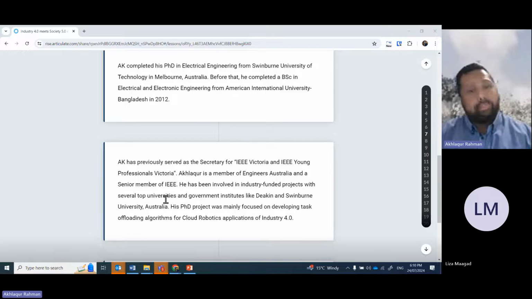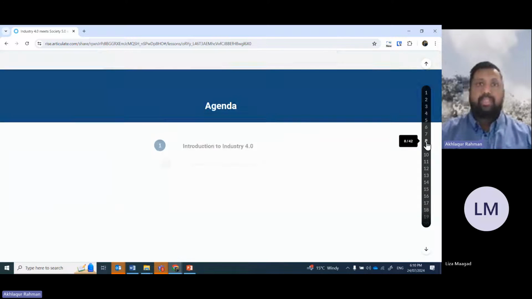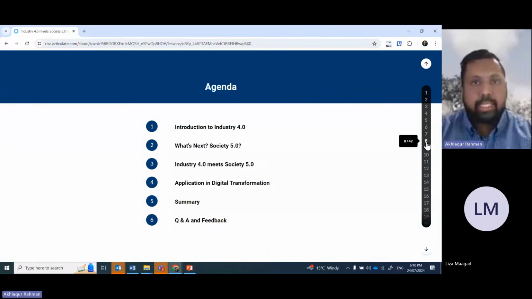My area of interest, as you'll see today, is cloud robotics and their applications in Industry 4.0 and Industrial IoT. You'll see that in our presentation today as well. So thank you again for joining, and thank you EIT for organizing the event. So let's get into the presentation.